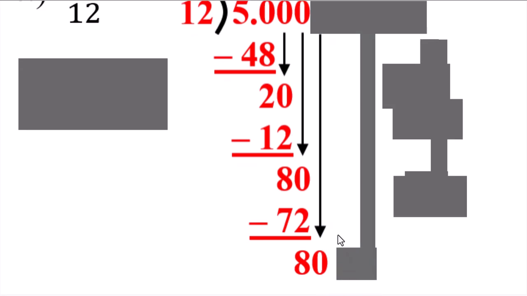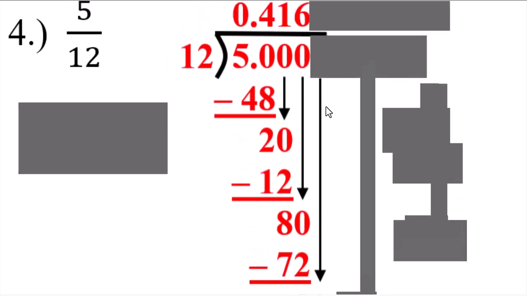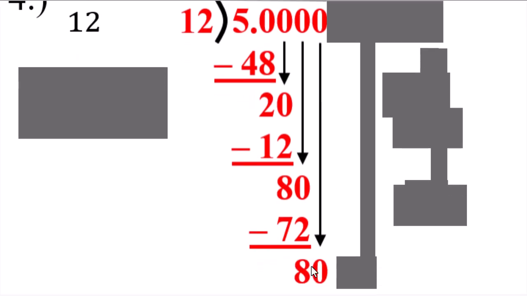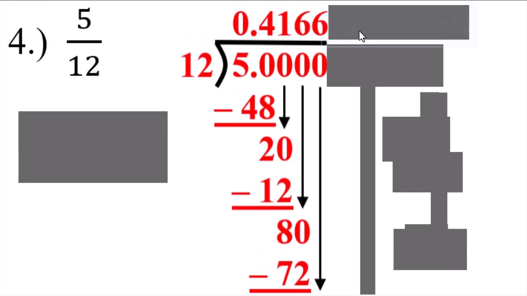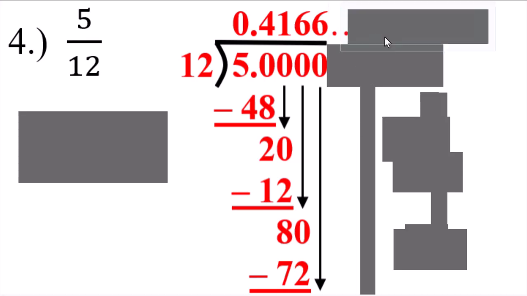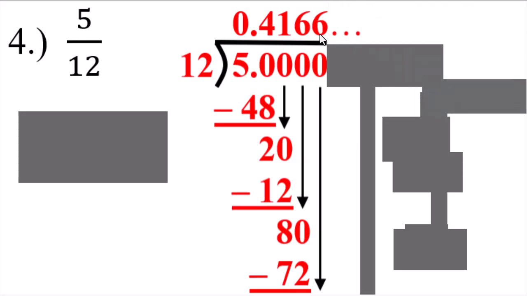And already I'm starting to think to myself, wait a minute. If I would bring down another 0, you see how I have 80 again, just like I had 80 here? This is a repeating pattern. It would be 6 times again. So I can stop my work right here. I know that my 6 is going to continue to repeat. So underneath the original problem, let's write down the final answer.